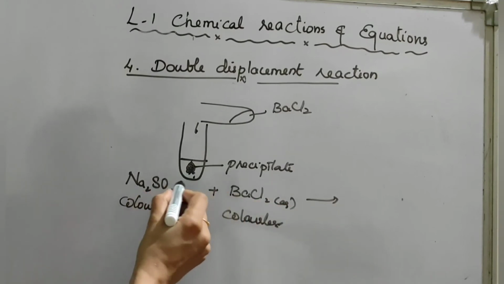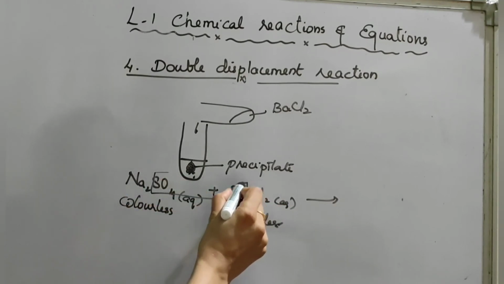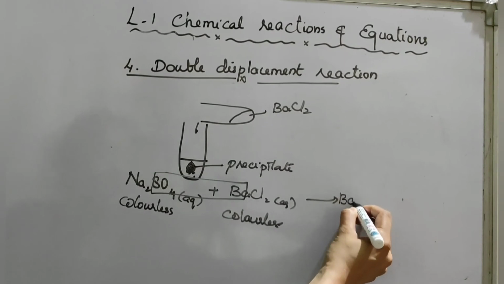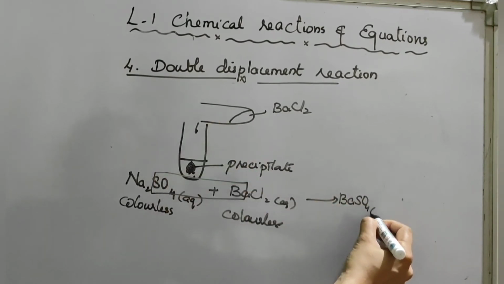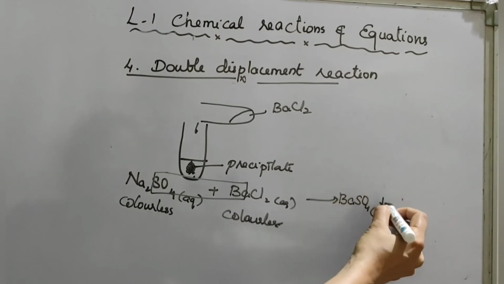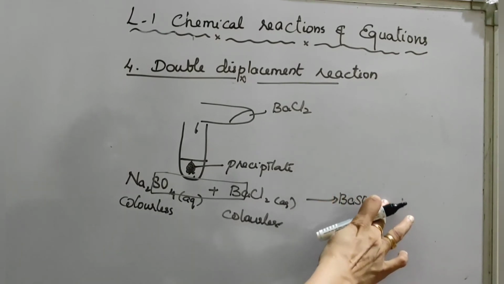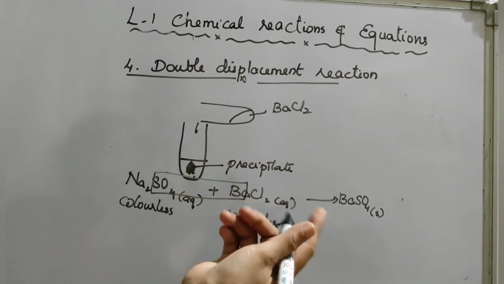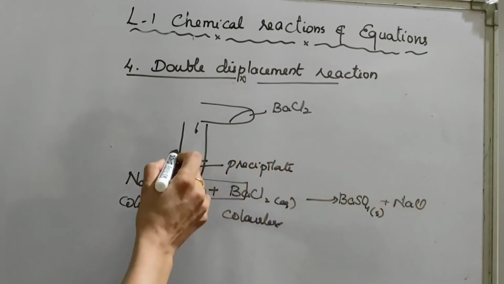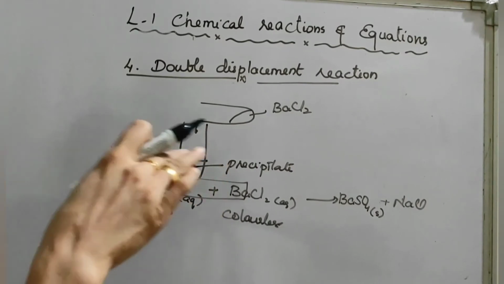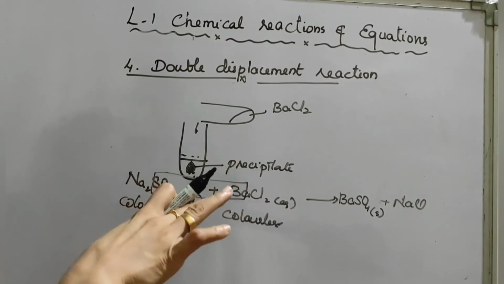So how does the reaction occur? Look at that, barium and sulfate form barium sulfate. This barium sulfate is a precipitate. A precipitate we can mention as solid, otherwise a down arrow. Two forms, you can use either one, down arrow or solid form. And sodium and chlorine form sodium chloride. This sodium chloride is a colorless solution, it floats in this solution.